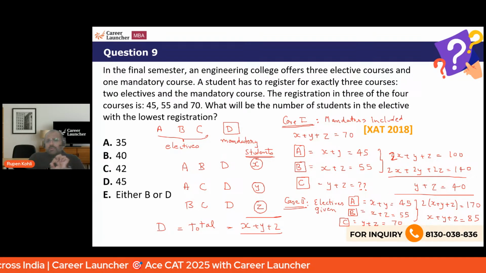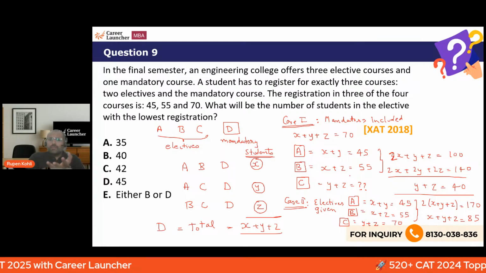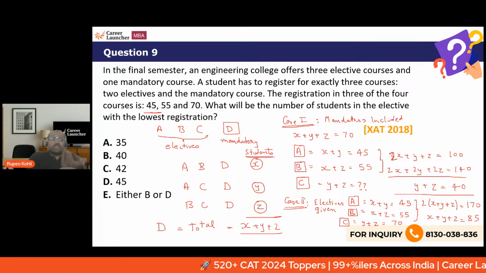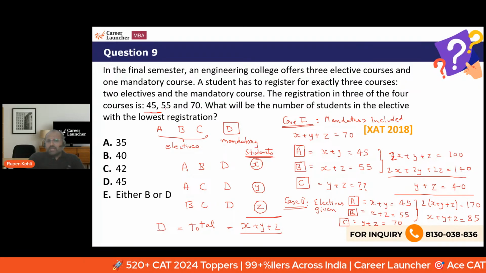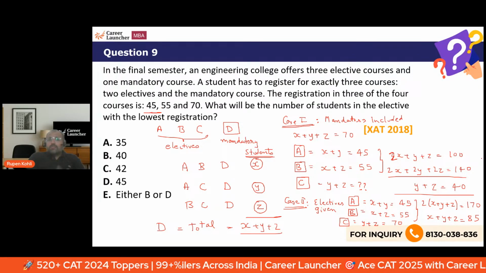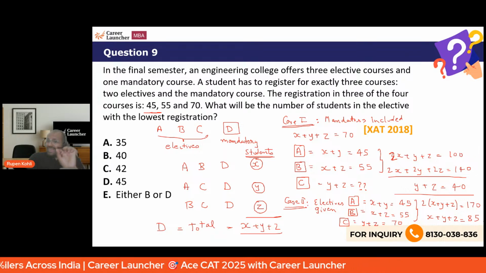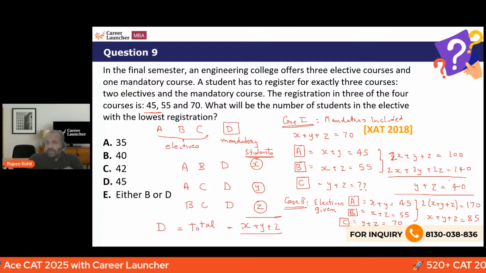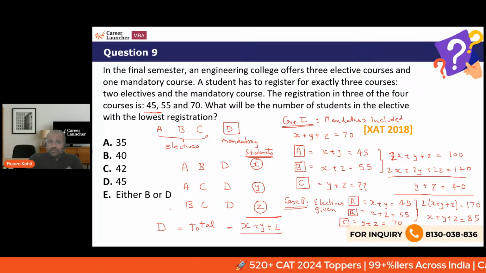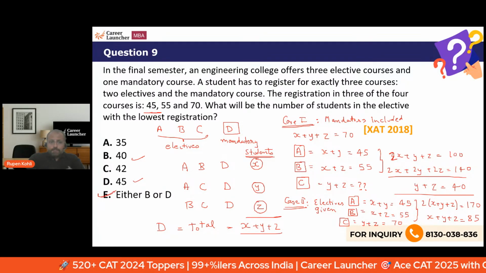And the smallest number of students in the electives with the lowest registration is obviously the 45, which was given to begin with, right? We did not solve for it. It was already there. So yes, it makes perfect sense that the course with the lowest registration from case one, where the numbers came out to be 40, 45, and 55, could be 40, or it could be 45 from the second case. So yes, either 40 or 45, which means either B or D, right?